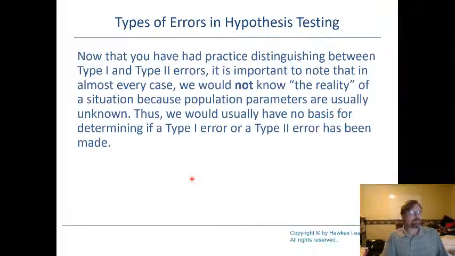It is important to know that you really do not know what the reality is normally. So we've really got no basis for determining if a type 1 or type 2 error has been made. You can get some of that from other studies, and usually you get a preponderance of evidence over multiple studies that show if one of them is in error.